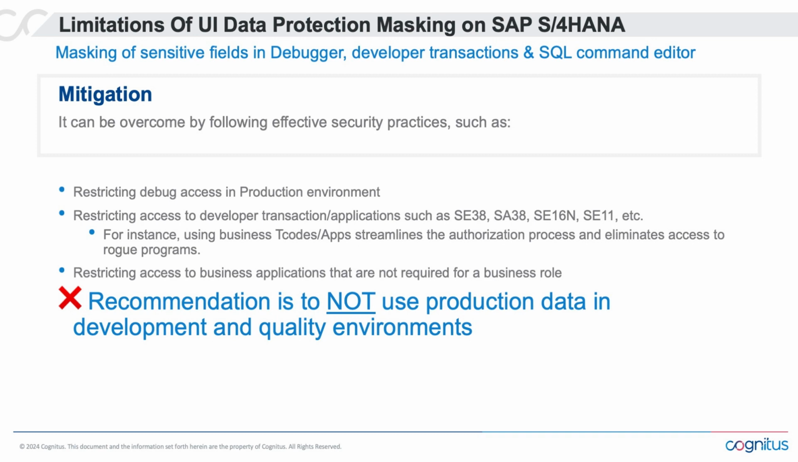Now, this risk can be overcome by following effective security practices, such as restricting debug access in production environment, restricting access to developer transactions and applications in the system, restricting access to business applications that are not required for a business role, and also the recommendation is not to use production data in development and quality environments.